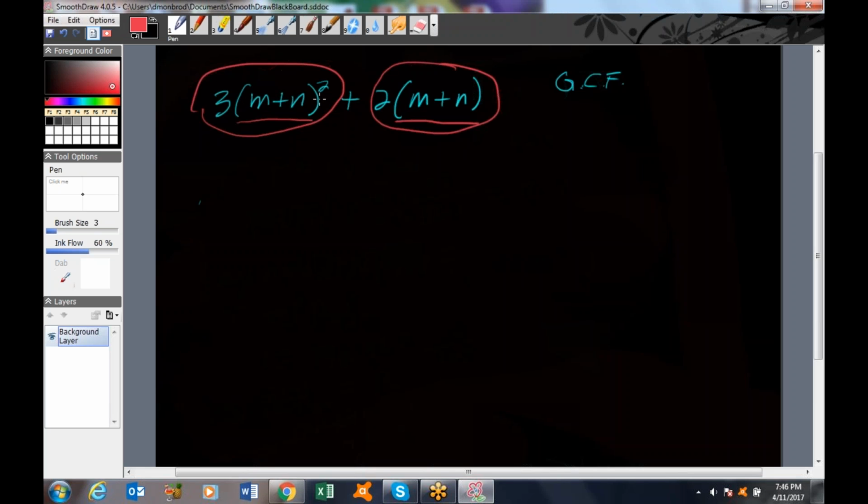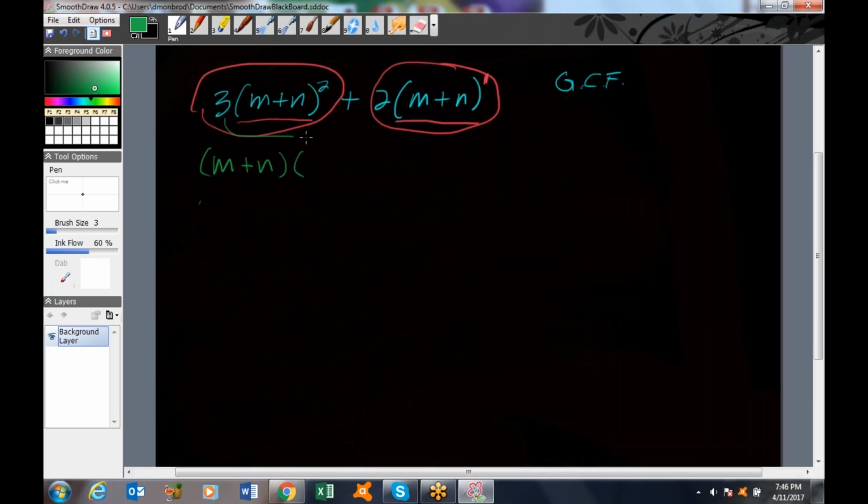And we can only factor one power because that is the highest power that occurs in both of them. So first power is actually the lowest power, but it's the highest that's in either one. So I'm going to factor out the m plus n. And I leave it in parentheses like so.